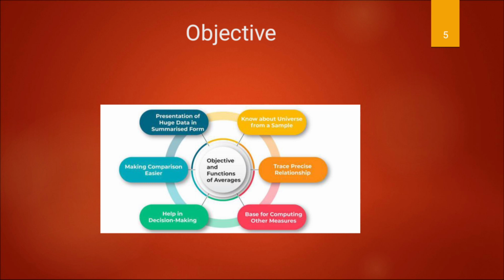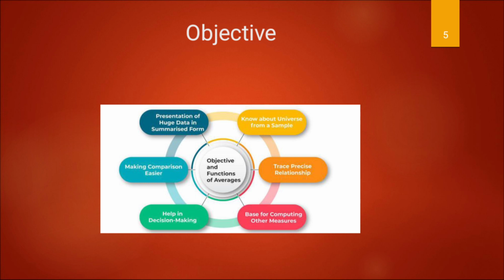Third, base for computing other measures. The average value also provides the base for computing other measurement parameters. Fourth, precise relationship. Whenever we calculate a value, there should be a relationship, so this can easily identify the preciseness of the relationship.